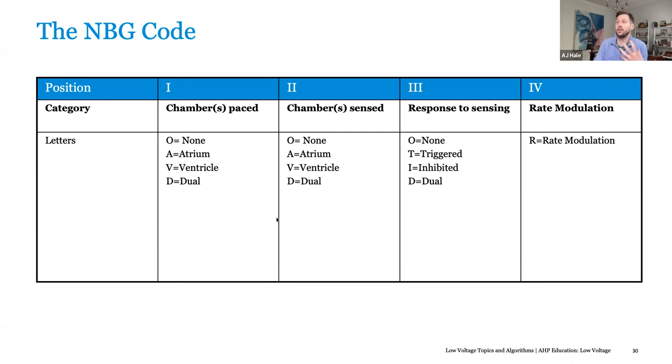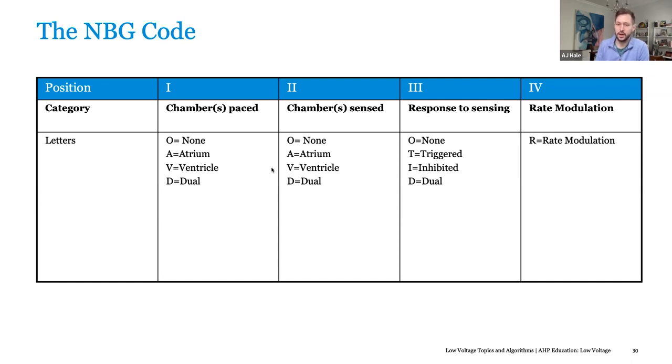What these codes represent, VVI, DDD, all these things that we'll go through later, is based on position. When you look at the first position, if you see a V, that means it paces in the ventricle. The chamber that it paces in is the first position. The second position is the chamber that it senses in. The third position is its response to that sensing. And the fourth position is rate modulation, whether or not a sensor-driven rate for chronotropically incompetent patients is turned on. I'll cover that later, and there are plenty of examples if you didn't quite catch all that.